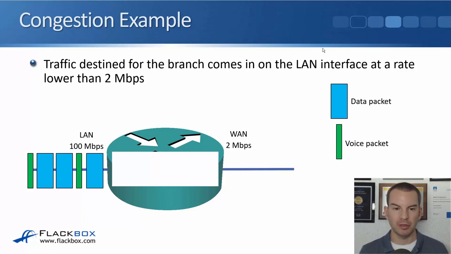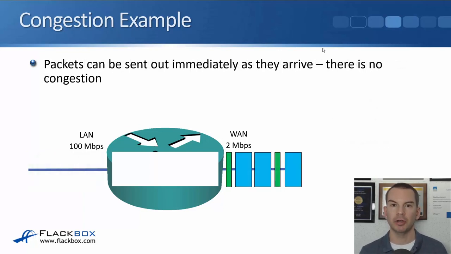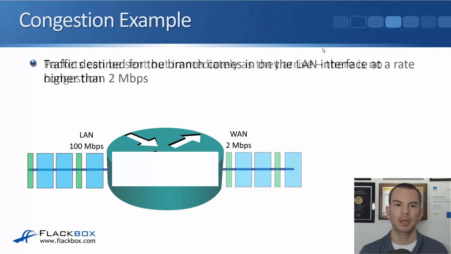In the first example, traffic is coming in at a rate less than 2 megabits per second. And that will happen when the office isn't very busy. When that happens, the router can send traffic out immediately as it is received. So in that case, there is no congestion at all. Traffic is passing very quickly through the router. We're not going to have any problems there.